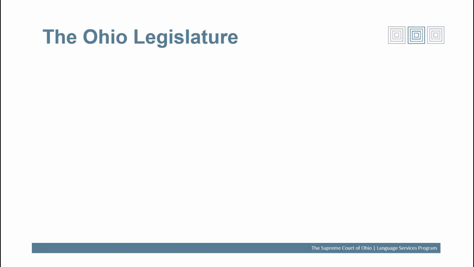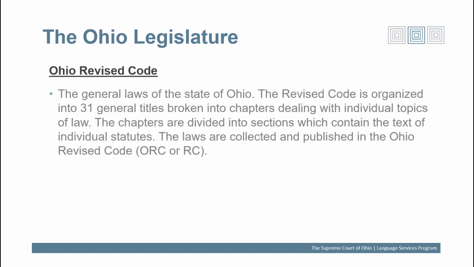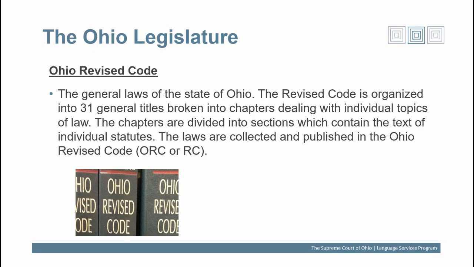The Ohio Legislature indicates the Ohio Revised Code as a compilation of the general laws of the state of Ohio. The Revised Code is organized into 31 general titles broken into chapters dealing with individual topics of law. The chapters are divided into sections which contain the text of individual statutes. The laws are collected and published in the Ohio Revised Code, ORC or RC by its initials.